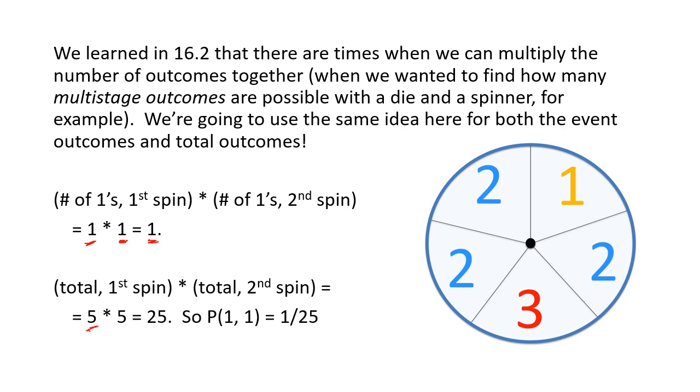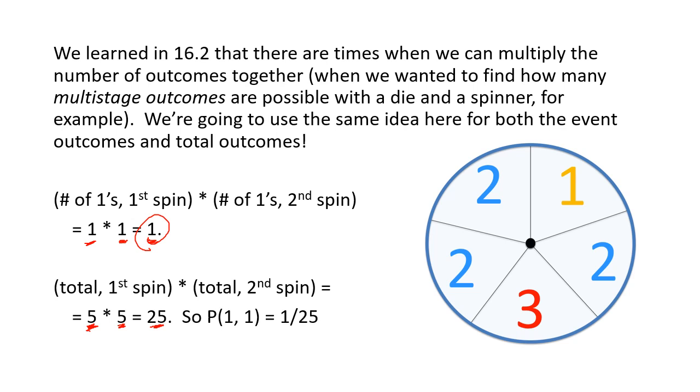If we look at the total number of possibilities, the total number of outcomes, then on the first spin we have 5 different outcomes. There are 3 different values, but there are 5 different outcomes because that 2 occurs more than once. So we've got 5 different outcomes for the first spin, 5 different outcomes for the second spin. So that's 25 possible total outcomes, of which 1 satisfies our event. So 25 things can happen, and one of them is what we want.